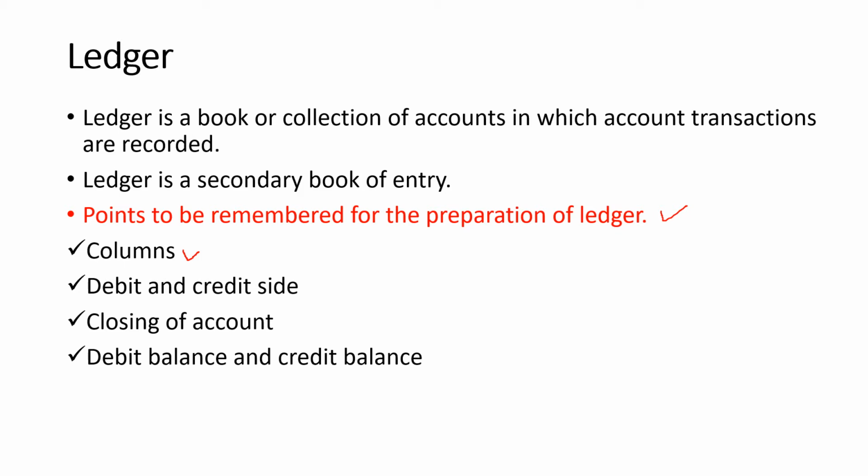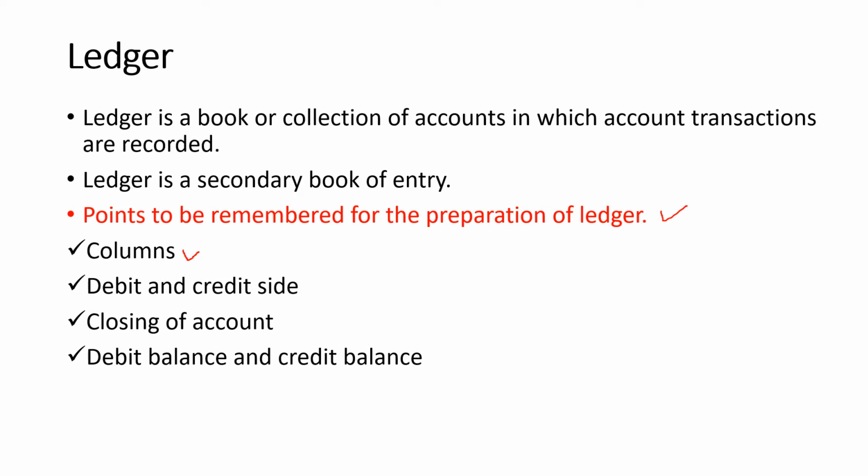First column is the date column, second is particulars, third is journal folio, and fourth is amount. Likewise, this is a set of 4 columns. In the debit side or left hand side we have to write it. In the credit side, the same 4 columns we have to prepare, that is date, particulars, journal folio and amount column. So, the left hand side is the debit side, and the right hand side is the credit side. So four columns each, totally 8 columns we have to prepare.